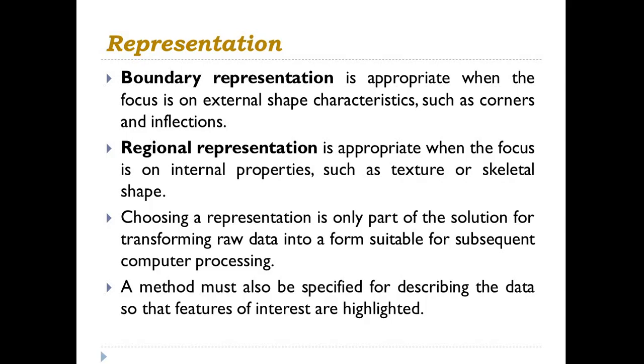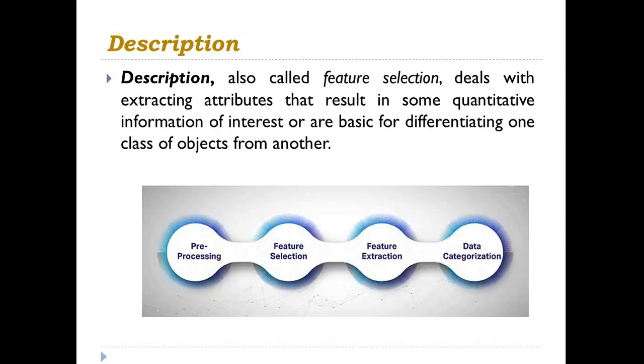Choosing a representation is only part of the solution for transforming raw data into a form suitable for subsequent computer processing. A method must also be specified for describing the data so that features of interest are highlighted. Now let us come to description, which is also called feature selection. Description deals with extracting attributes that result in some quantitative information of interest. These are basic for differentiating one class of objects from another.